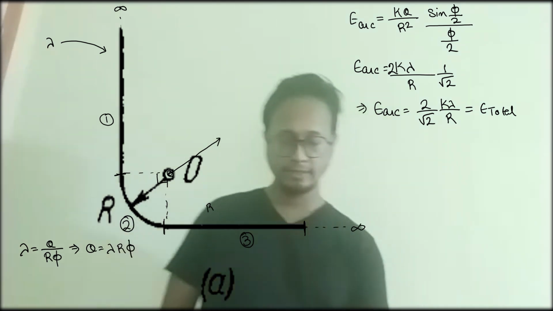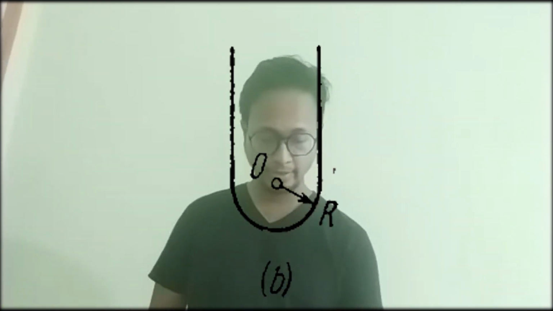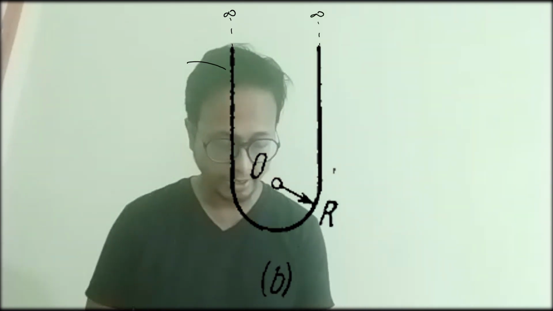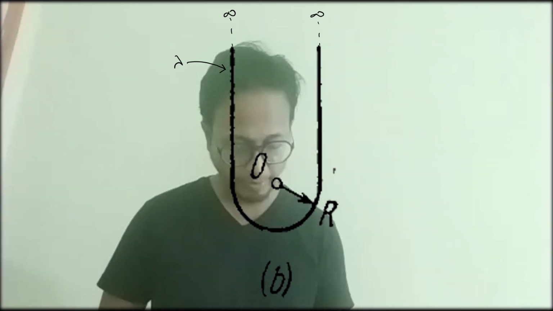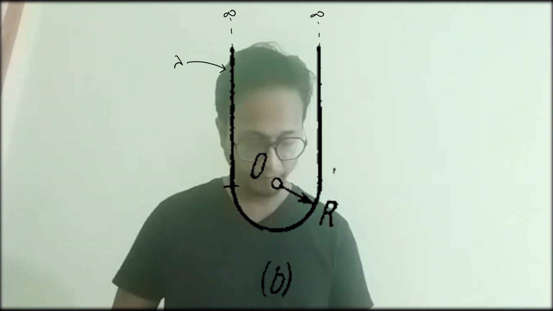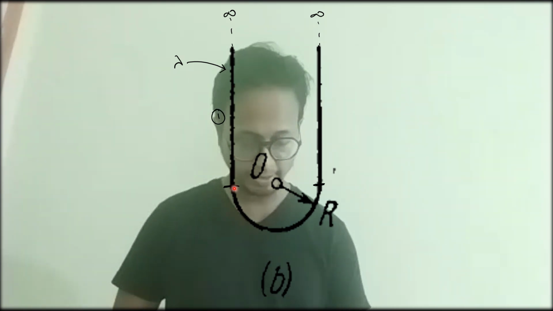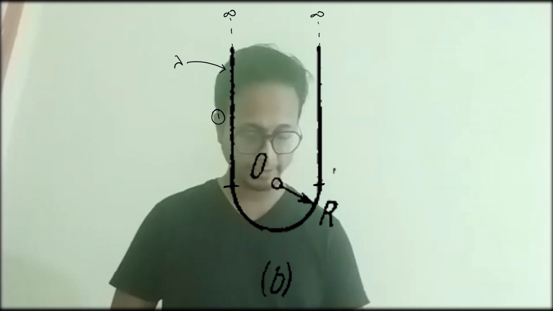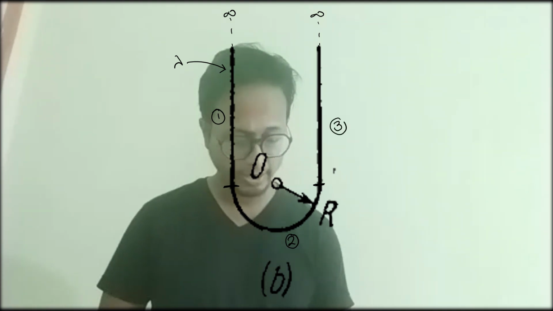Okay, now let's solve this problem. This is also a semi-infinite wire. The linear charge density here is given as lambda. Even this setup can be divided into three parts: wire 1, wire 2, and wire 3. Wire 1 is this part, wire 2 is the semicircular arc, and wire 3 is this part.